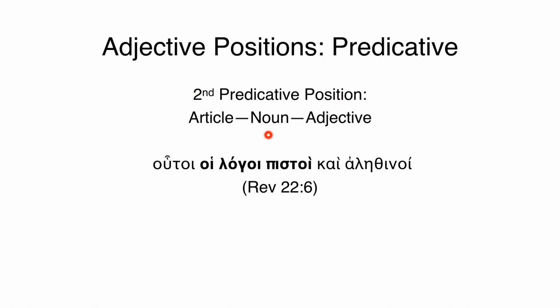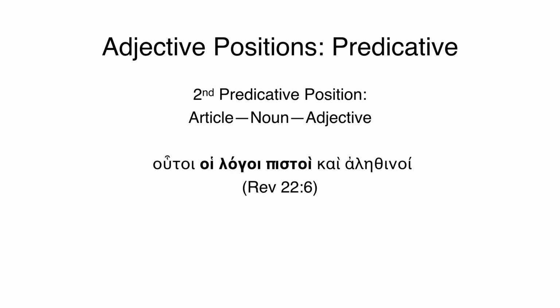The second predicative position looks like this. The article, the noun, the adjective. Again, the adjective does not have an article of its own. An example here is hoi logoi pistoi. Article, noun, adjective. And this will translate as these words are faithful. Are has been supplied in our translation. These words are faithful. So pistoi is predicating something about the words, and that is signaled to us by this second predicative position.